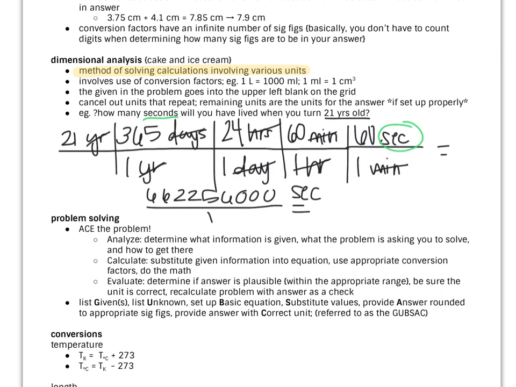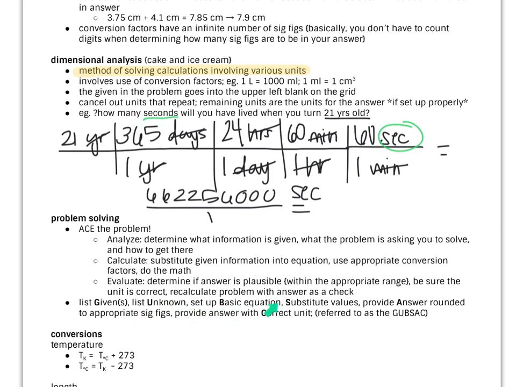So up here, we already aced our problem because we analyzed, calculated, and evaluated without even having to be told. So another thing for problem solving, you're going to do this with every problem. Okay? You're going to list the givens. Up here, we underlined it. You're going to list the unknowns. And our unknown was how many seconds.